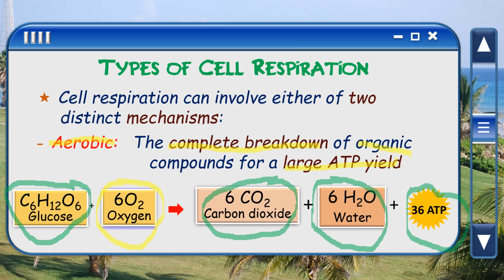So those are the two mechanisms in which cell respiration can occur. We have aerobic and anaerobic respiration. Aerobic respiration takes place in the presence of oxygen, and we produce a high number of ATP molecules, 36. In anaerobic respiration, we saw we produced only 2 ATP molecules.